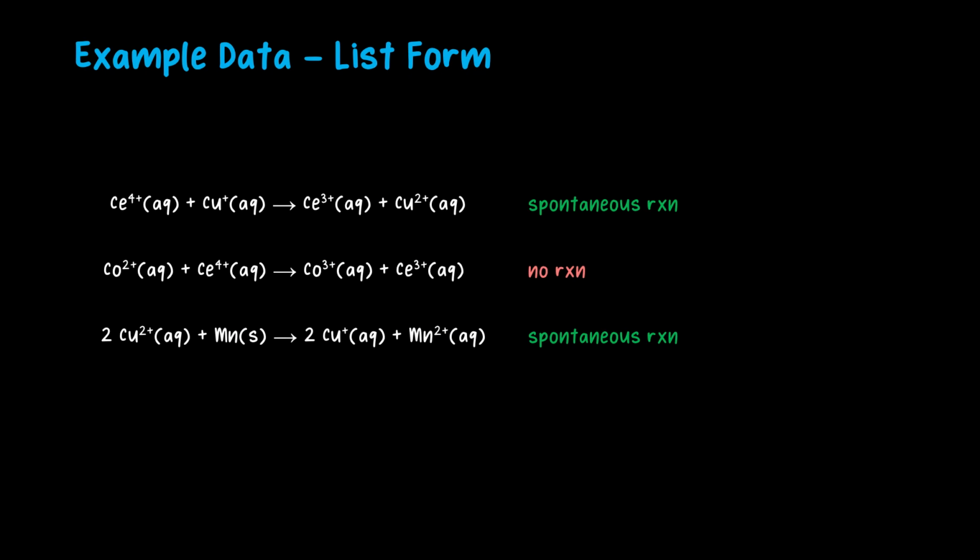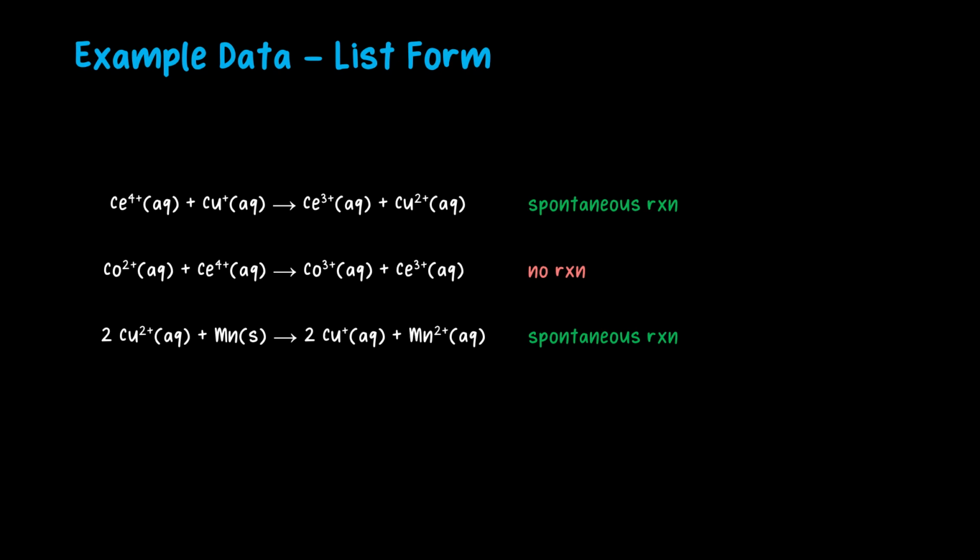We can also build a similar table with lists, and this is a little bit conceptually tricky because it requires us to visualize what's happening. So here we're given 3 reactions, and we're told whether or not there is a reaction. The first reaction we see is spontaneous, as is the third, and the second reaction is non-spontaneous, so no reaction occurs. And the first thing we're going to do here is highlight which of these reactants is an oxidizing agent and which is a reducing agent.